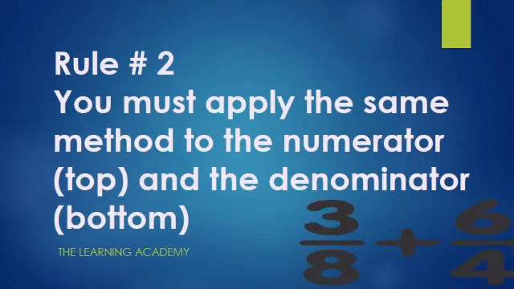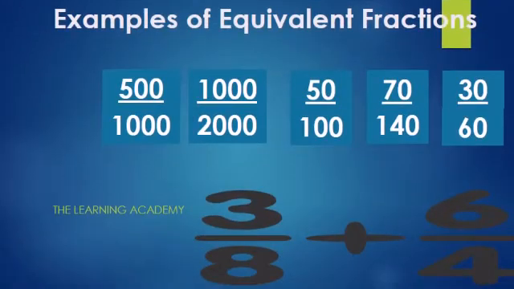The second rule is that whatever you have done to the numerator, you must also do to the denominator. So if you are multiplying the denominator by 4, you must also multiply the numerator by 4. So whichever whole number you have chosen, you must use it for the top and for the lower number as well. Now we have some examples across the screen of other equivalent fractions.